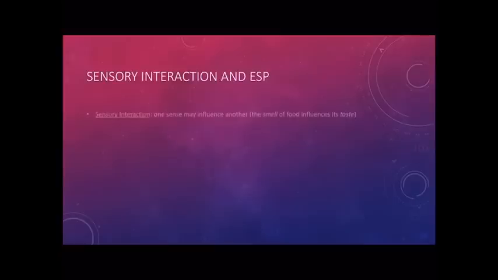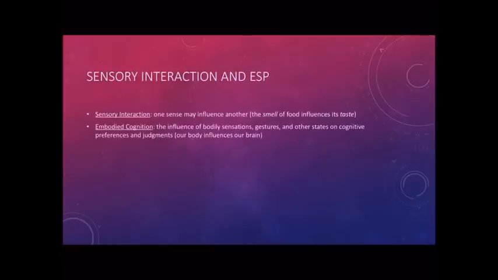All right, last thing to go through. When it comes to sensory interaction, that is when one of your senses influences another of your senses. So the smell of food influences the way that the food tastes to you. So two of my senses, smell and taste, are interacting with one another in order to build my perception of what that food is like, or how I experience that food.